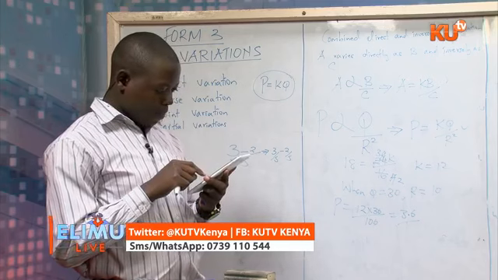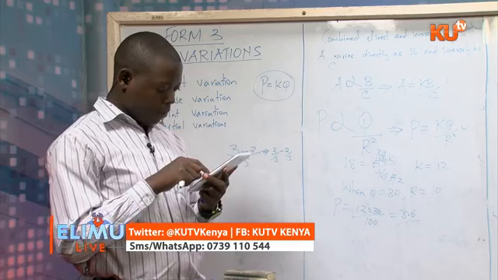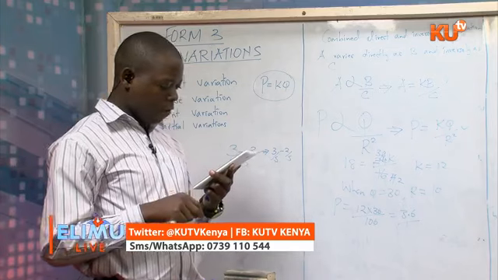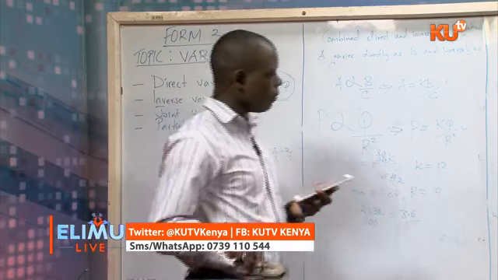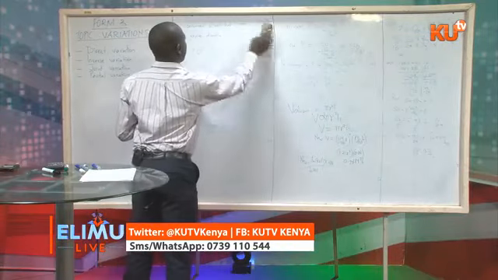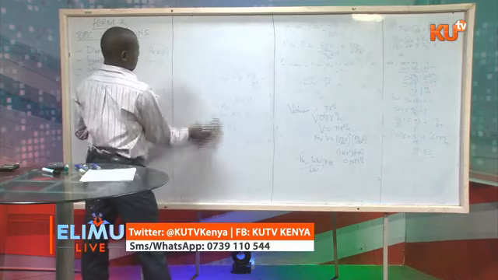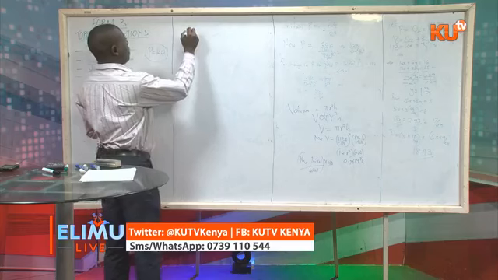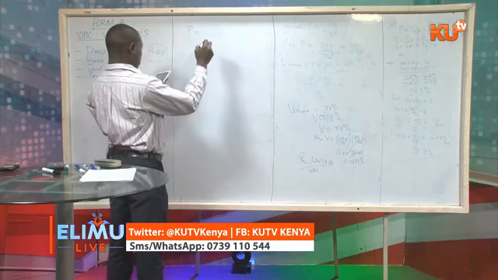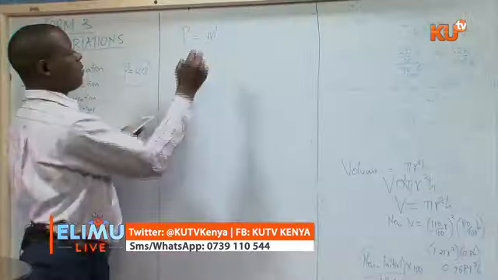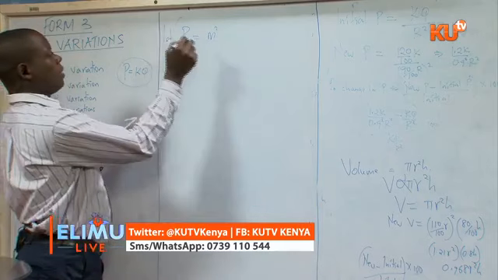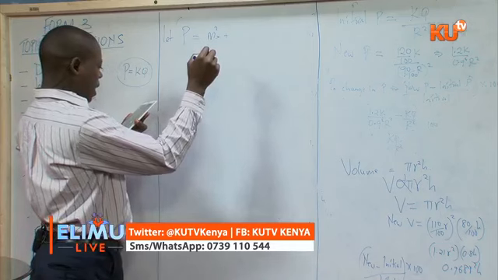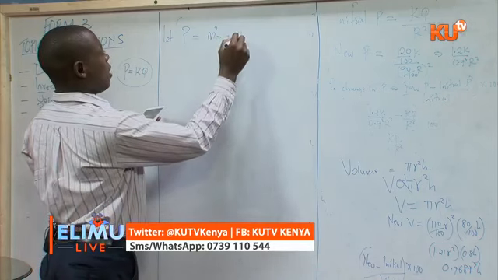Let's see this one from Pauline from Kisumu. Pauline from Kisumu asks that a quantity P varies partly as the square of M and partly as N. P varies partly as the square of M, so it means M squared. We give it a constant, so I will let P be Mx, and partly as N, so we have Ny.